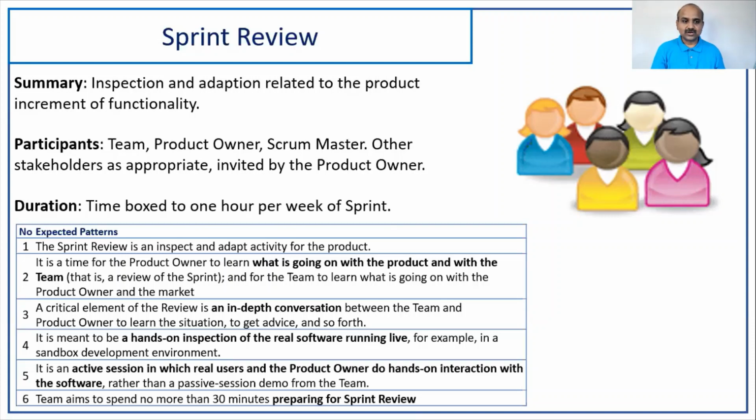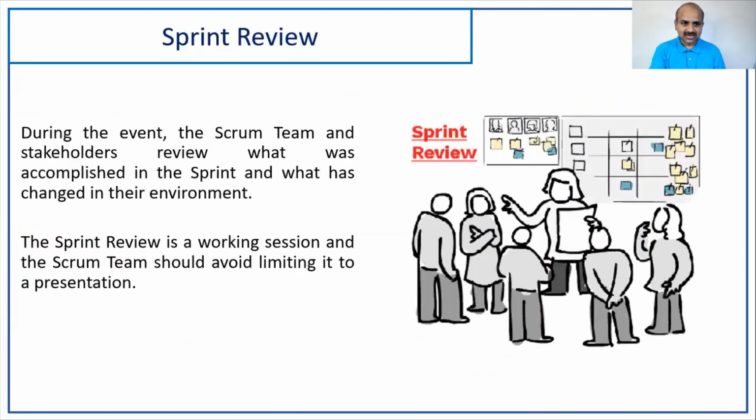Okay, friends, this is what it is. It is an inspection and adaptation related to the product increment. In very simplistic words, you sign up the user stories on the sprint planning day, and then you demonstrate those things as per the acceptance criteria mentioned in the user stories. The product owner, team, scrum master, and other stakeholders invited by the product owner who want to see the progress of the product will be there. And the duration is 1 hour for 1 week of sprint.